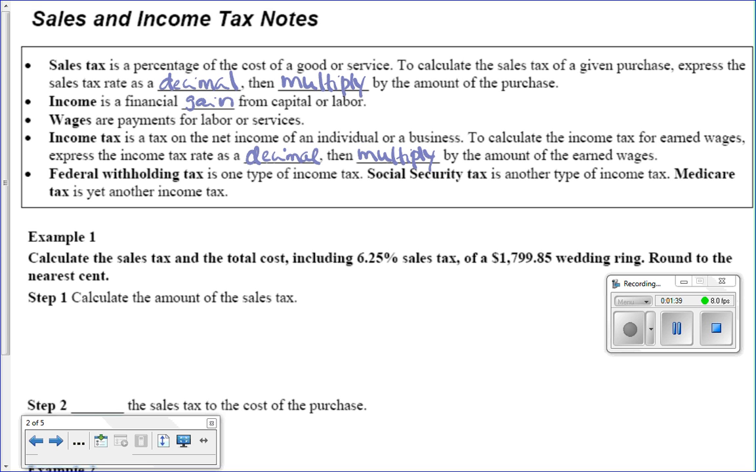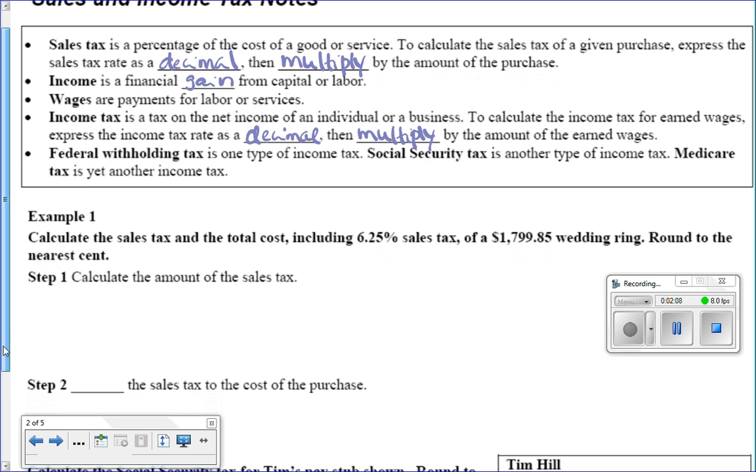Okay. There's many taxes that get deducted from your salary. Federal withholding tax is one type of income tax. Another one is a Social Security tax, and then a Medicare tax is another one. So they all have their own certain percentage that gets taken from your wages, gets deducted, and then what's left is what you actually get to take home and then pay all your bills. Okay. All right. So let's look at our first example.